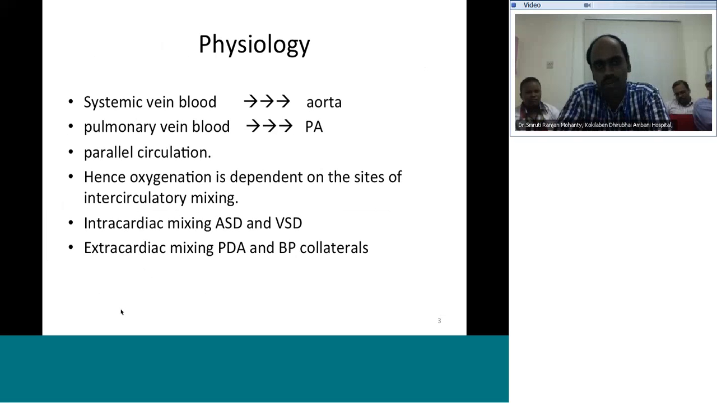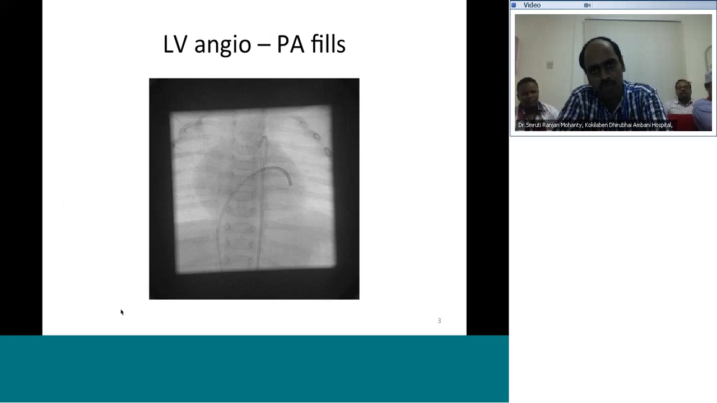If you look at the physiology, the systemic venous blood goes back into the aorta and pulmonary venous blood goes back into the pulmonary artery. So this causes a parallel circulation. If the patient has to get some oxygenation, you need some intercirculatory mixing. Intracardiac, it can be at ASD and VSD levels. Extracardiac, it can be at PDA and bronchopulmonary collaterals.